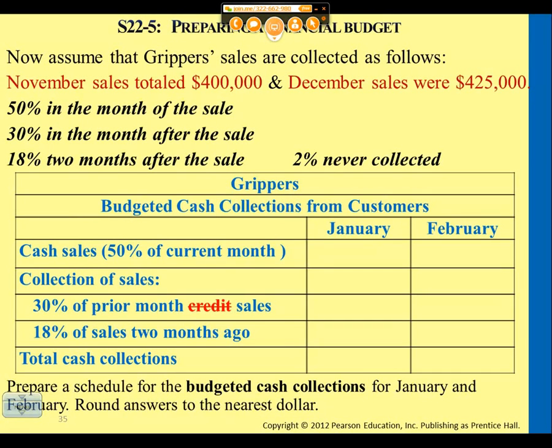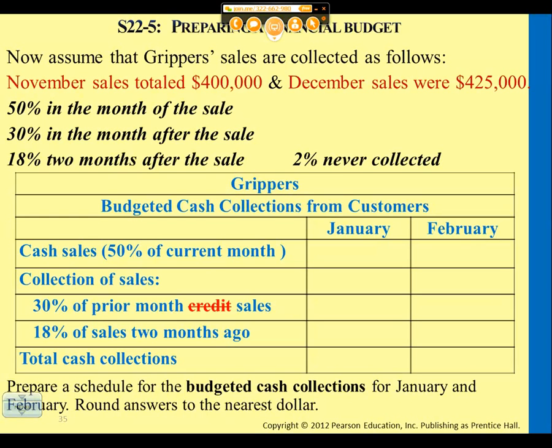So we're going to do this 22.5, and I think I've seen it in your homework, right? Okay, so let's now assume that this company's sales are collected as follows. November sales totaled 400,000. It's from your book, right? S22.5. December sales were 425,000.